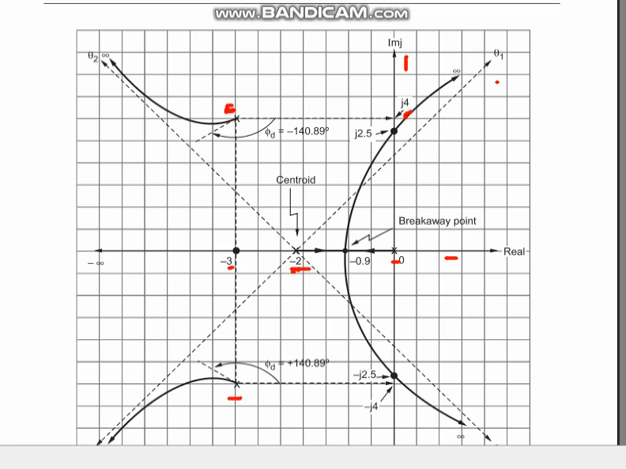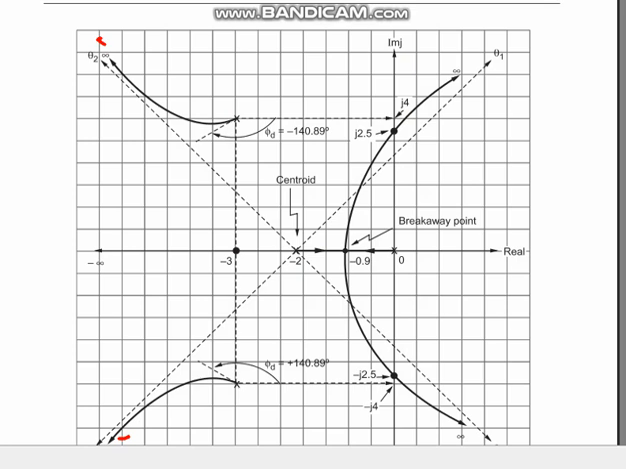We got four angles, theta 1, theta 2, theta 3, and theta 4. We have to measure and write those angles properly, like this.